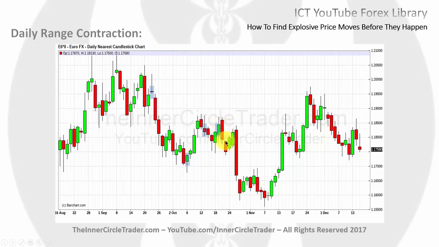Large range day, and then we go smaller. Okay, looking back, we have a large range day here. So these are relatively small. So we know what's coming. Large range days, big range day.